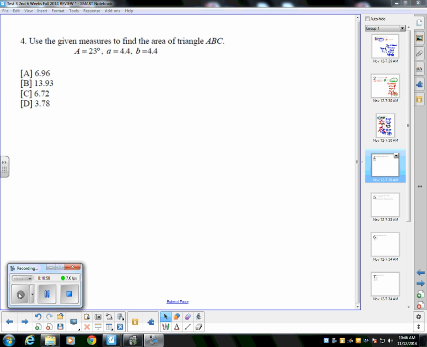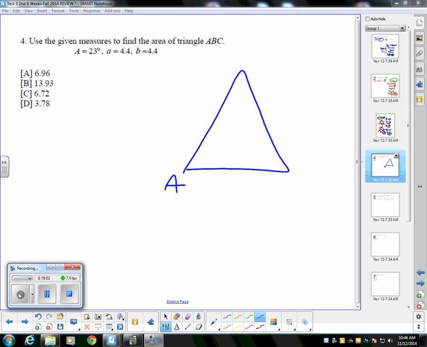All right, we're back again. This one says use the given measures to find the area of triangle ABC. So we're finding area now. Again, the way I do it is I'll draw a triangle. Again, they're not going to be scaled correctly, but they're oriented correctly. I know angle A is 23 degrees. I know side A is 4.4. I know side B is 4.4.